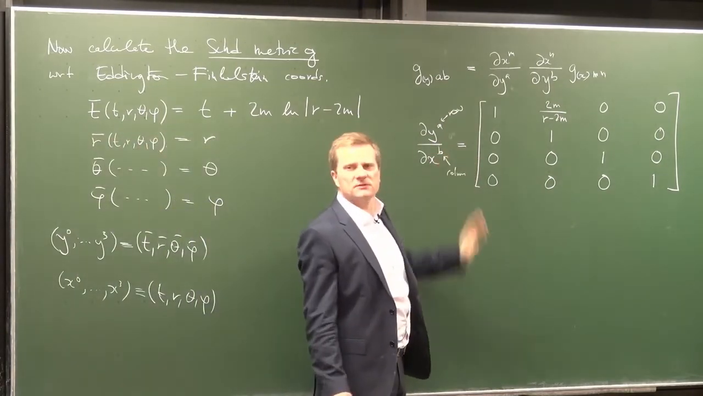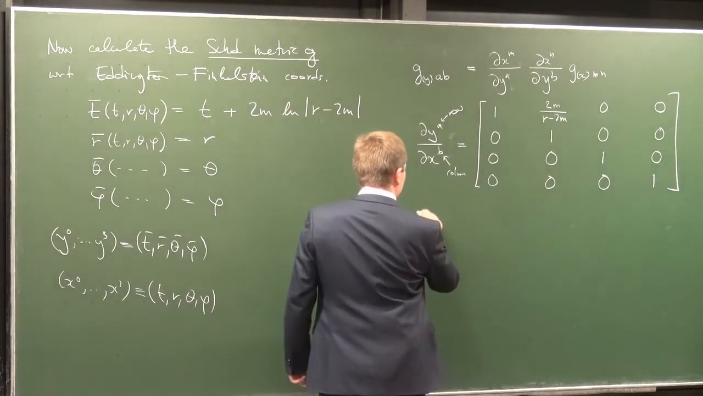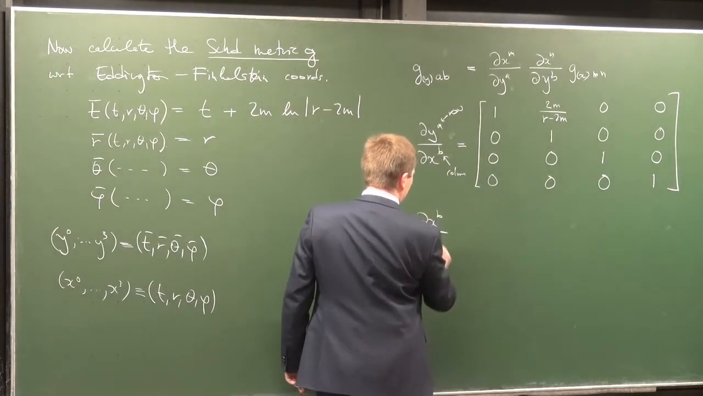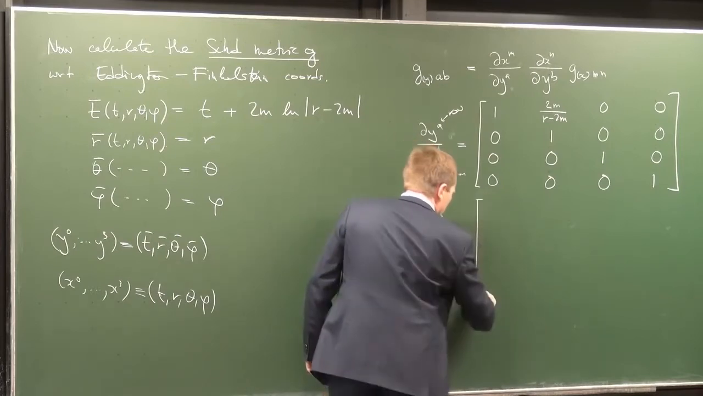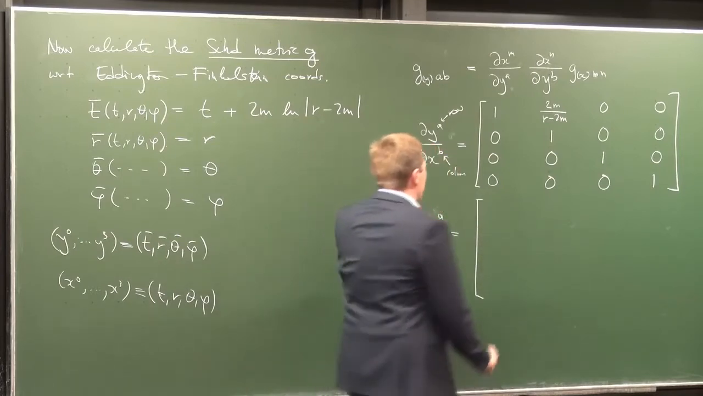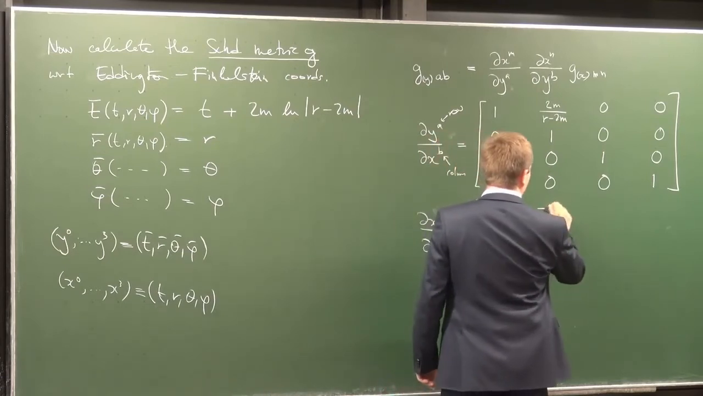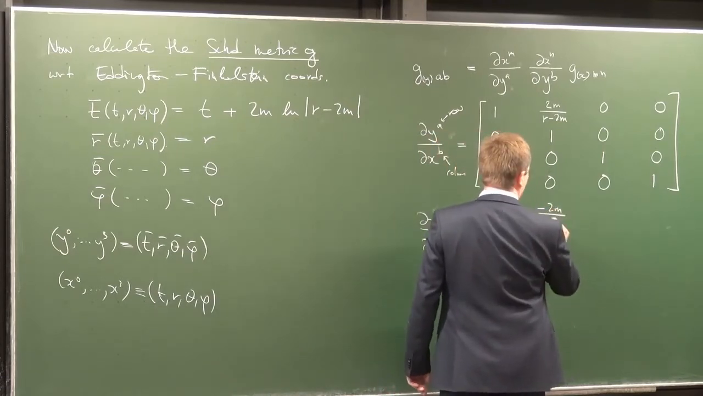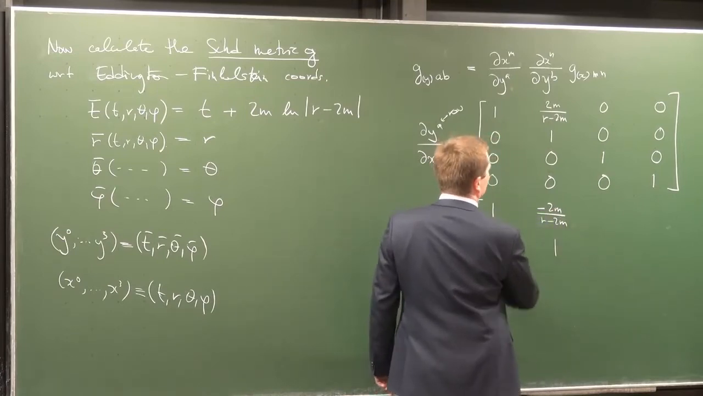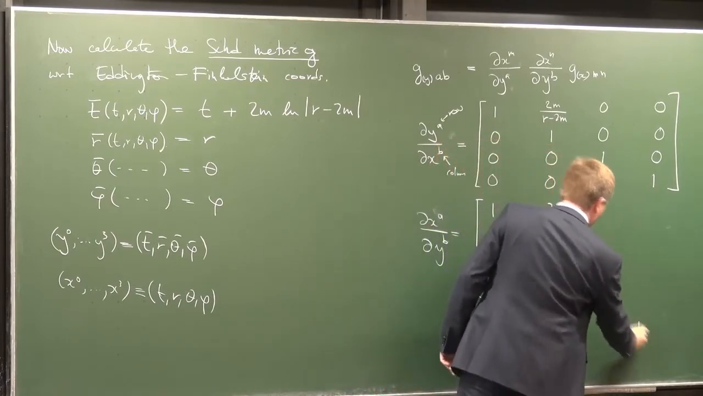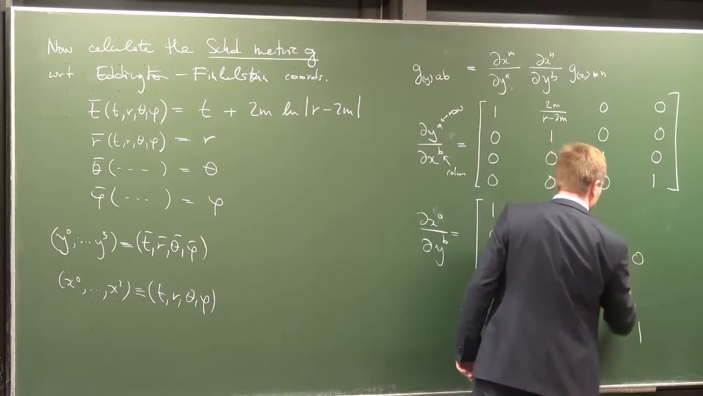Now what's the inverse of that matrix? dxa by dyb. This should be the inverse. Well, let's guess 1, minus 2m by r minus 2m, 1, 0, 1, 1, and the remaining ones all 0.